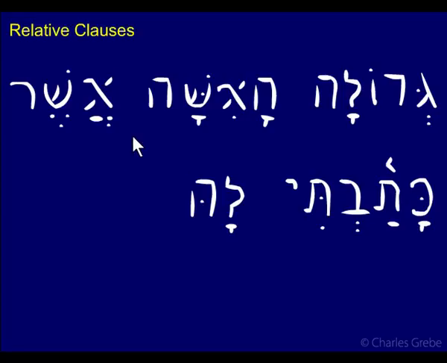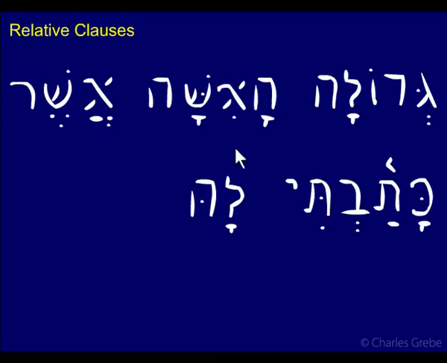that, or who, or whom, we'll just say any of those for now. Katav is to write. This is perfect with a T at the end, first common singular form, I wrote, and this is to her. This is the 3FS ending on the inseparable preposition le. So great is the woman whom I wrote to her. You see how in English this doesn't make sense. You don't put the to her at the end of your clause, unless you're a very young child learning to speak or something.